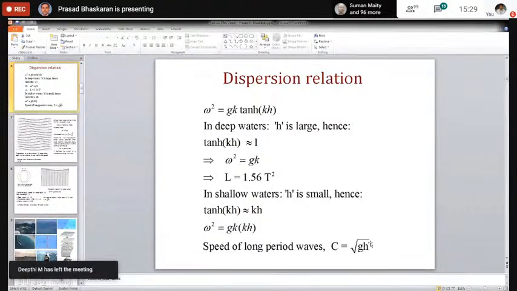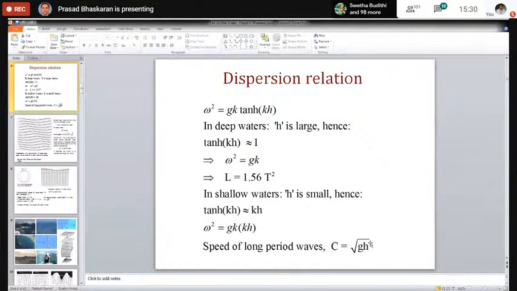So in this equation, if you know the water depth, and of course gravity is constant, you can find out the speed of the wave. And you can see that the speed of the wave reduces when it comes from the deeper ocean towards the shallow water. This is one of the biggest contributions that has come out from the linear wave theory.